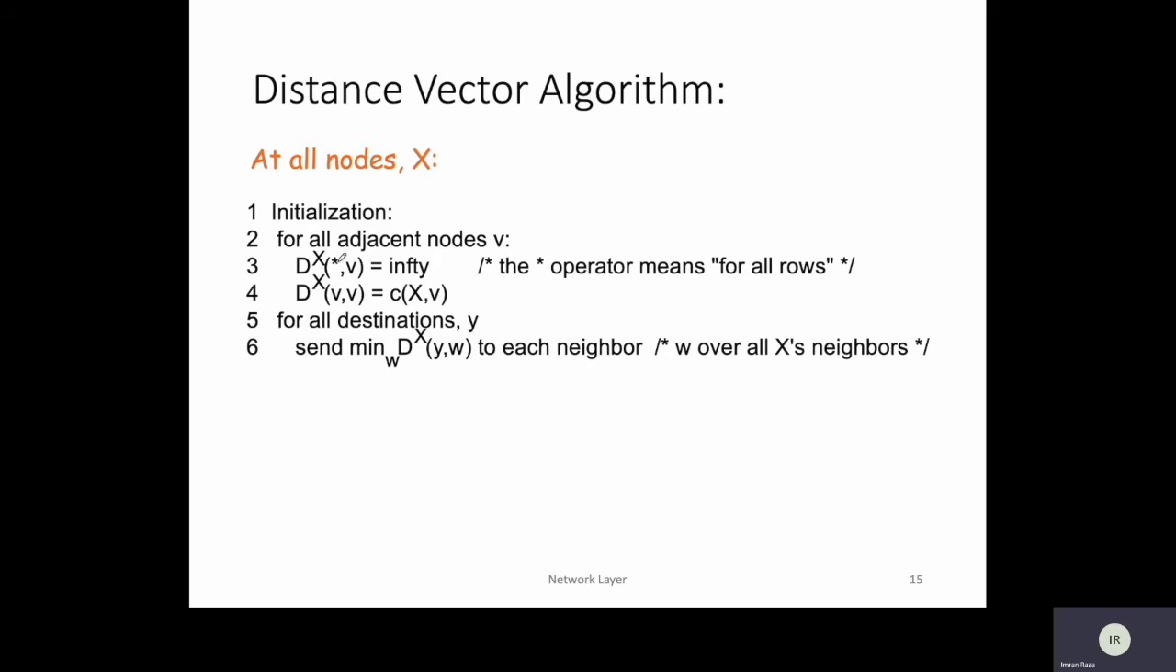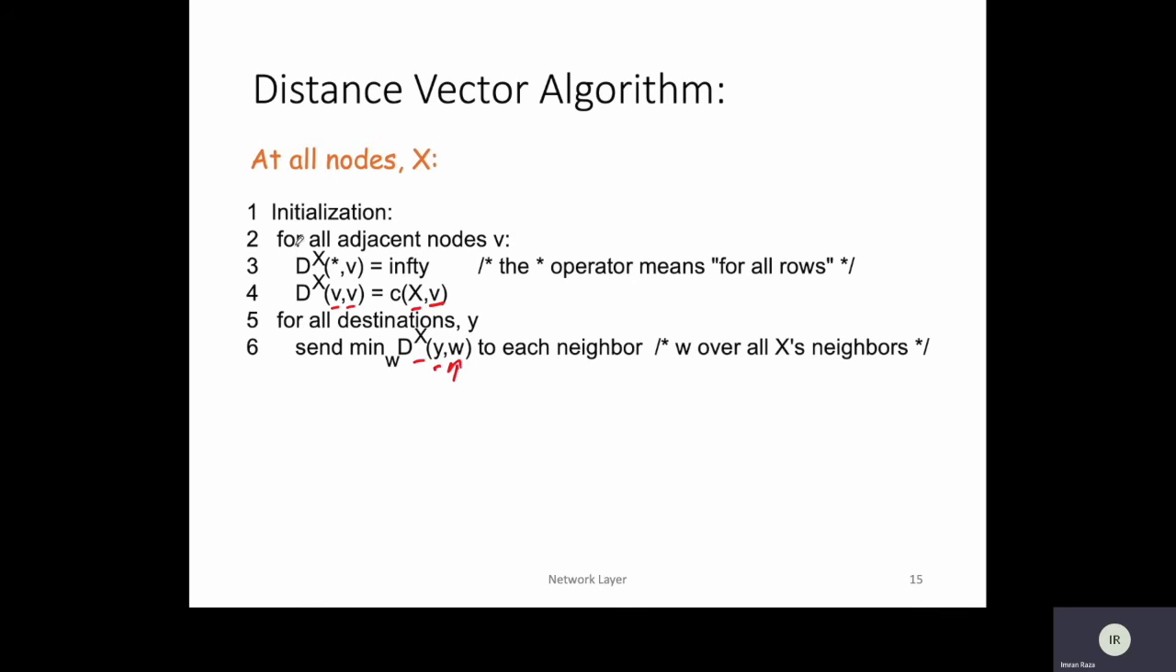So this means that the destination is not the direct neighbor. And if the destination is the direct neighbor, the cost to reach from X to V is known. Why? Because V is the direct neighbor of X, right? And for all the destinations Y, what we'll do is we'll send the minimum cost to reach from X to Y, obviously via some neighbor W.